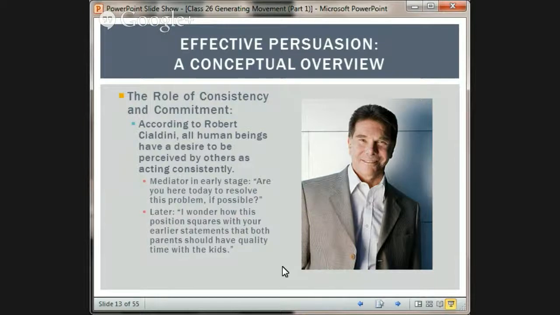So the example that the book gives is, "I wonder how this position squares with your earlier statements that both parents should have quality time with their kids." So you can see, if somebody's put out a position or a proposal that says the mom's going to have the kids all through the week and the dad is only going to have them on the weekend, you can test that through this and have them reevaluate whether that's consistent with some position that they've taken earlier.